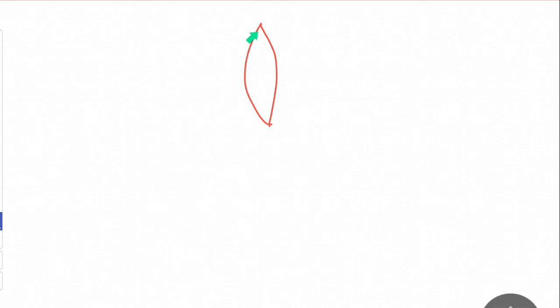Why spherical? Spherical because this can be considered part of a sphere. So this has got a spherical shape, and this also has got a spherical shape. Let me actually draw this nicely and show it to you. I will draw this here.